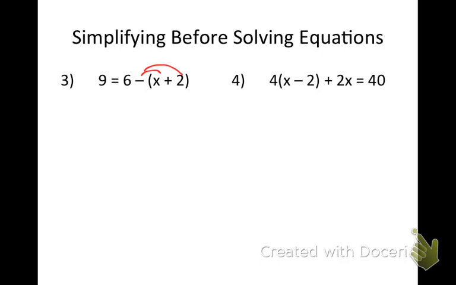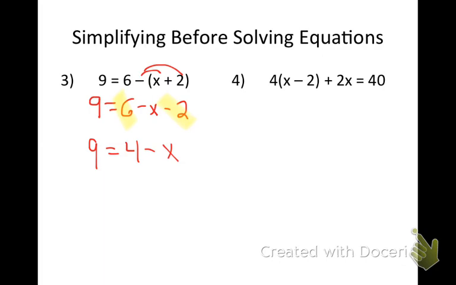So when I distribute it, I'm really going to get an equation that says 9 equals 6 minus x minus 2. Now I can combine like terms. I can combine 6 and negative 2. So I get 9 equals 4 minus x. I want to solve for x here.